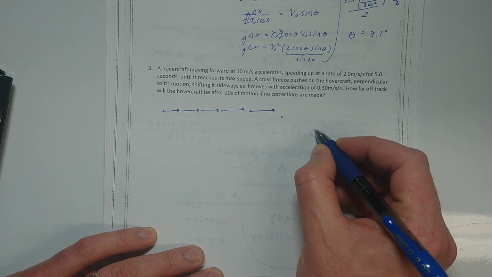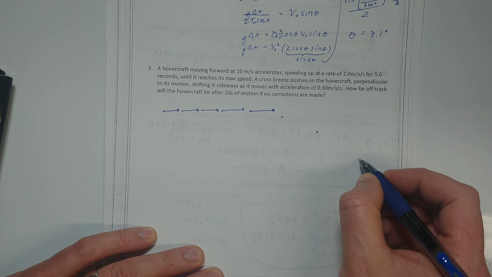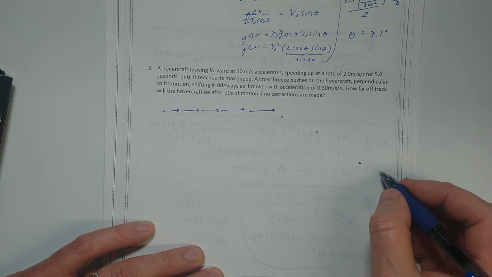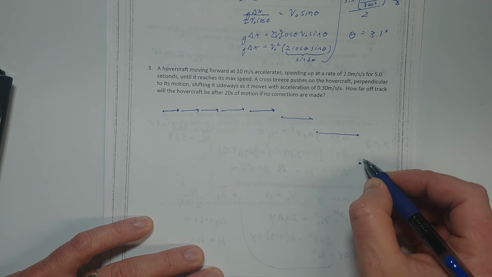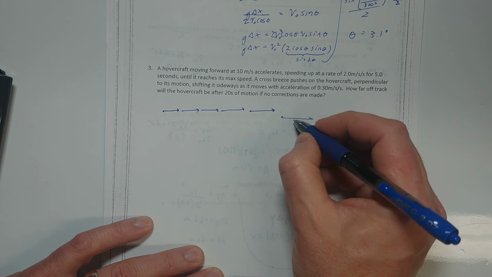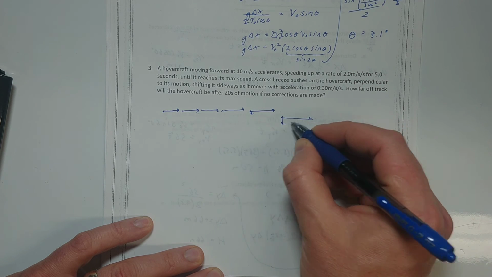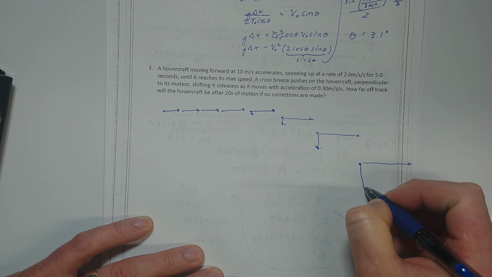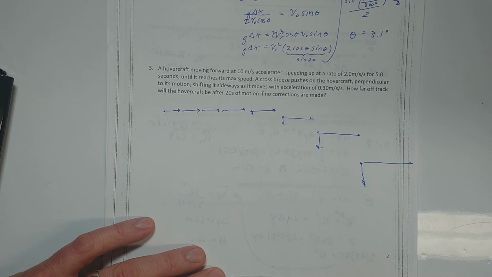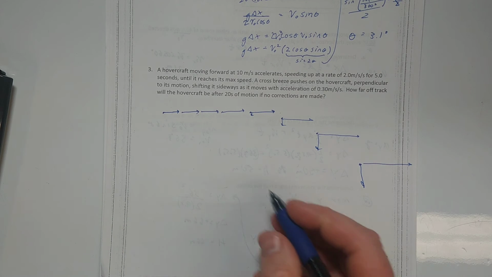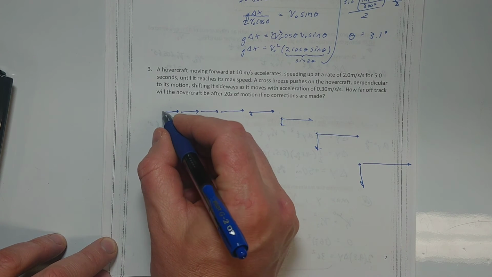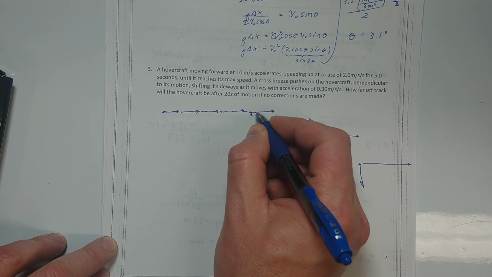So what happens is it's still speeding up, but something's blowing it off track, right? So it's still got this component that's getting longer, but it also starts to accelerate this way as well. Now this acceleration isn't that big. I got a little bit drastic there.